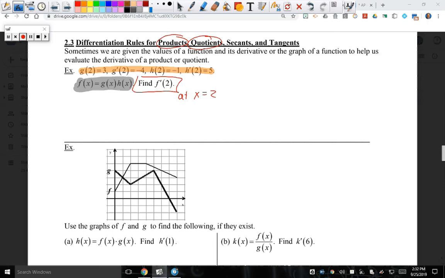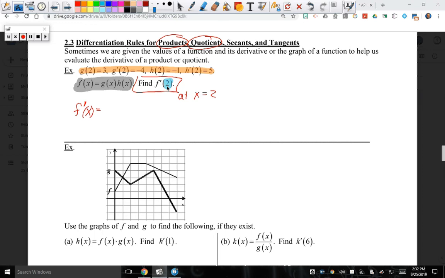Okay, so if we're looking for f prime of 2, what do we need to do first? Anyone? What do we need to find first? Just say it out loud. What do we need to find? F prime of x. We need to find f prime of x. Okay? Because otherwise, how else can I plug in my input of 2? Okay? So here we go. Always derive first and then plug in 2.